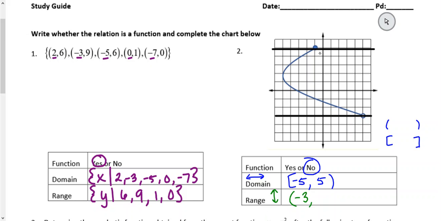Looks like up to here, which is 1, 2, 3, 4, 5. Since it is a closed circle, there is a point up there. 5 would get a bracket.